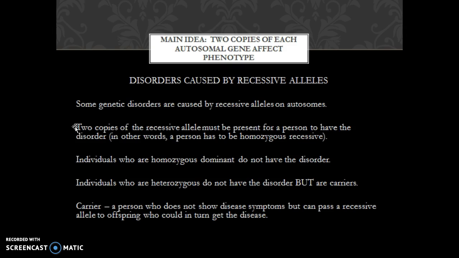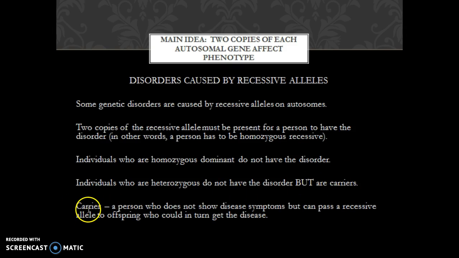So what happens if you're homozygous dominant, which would be like big T, big T? Well, if you're homozygous dominant, you do not have the disorder. What about the heterozygous individuals, like big T, little t? Individuals who are heterozygous, they don't have the disorder either. They have the dominant allele. However, they are carriers, and that's kind of a big deal.